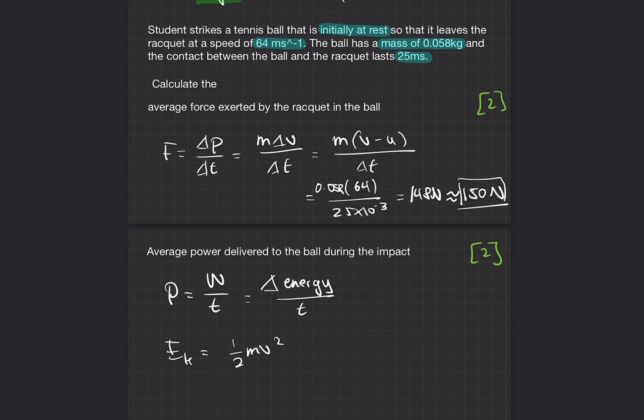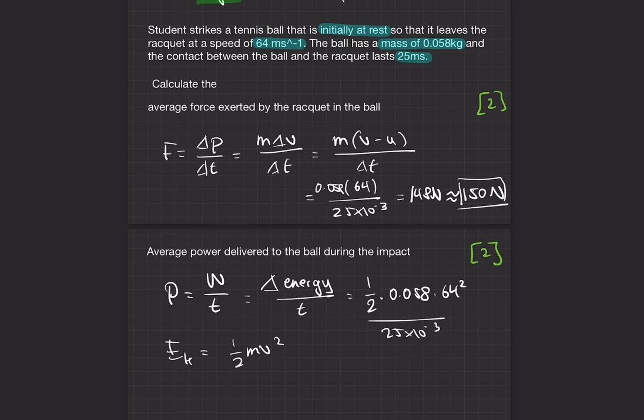How much does it have at the end? Well, it has 1/2 times its mass times its velocity squared, right? And so if we can figure out how much energy it gained and over what time, that gives us roughly the power that's delivered to the ball. So you just plug this in. That's going to be 1/2 times 0.058 times 64 squared, all divided by 25 times 10 to the minus 3.